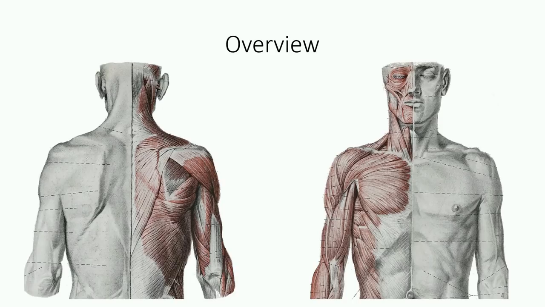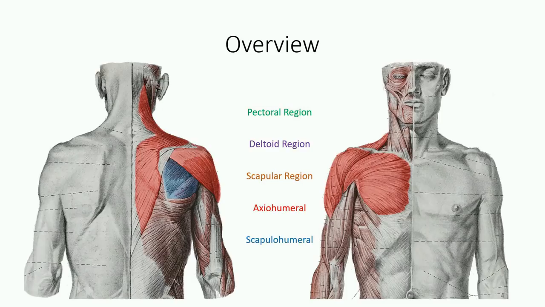of musculoskeletal injuries. The shoulder can be divided into three subregions: the pectoral region anteriorly, the scapular region posteriorly, and the deltoid region laterally. Muscles can be broadly divided into axiohumeral, which anchor to the thorax and vertebral column, and scapulohumeral, which anchor to the scapula.